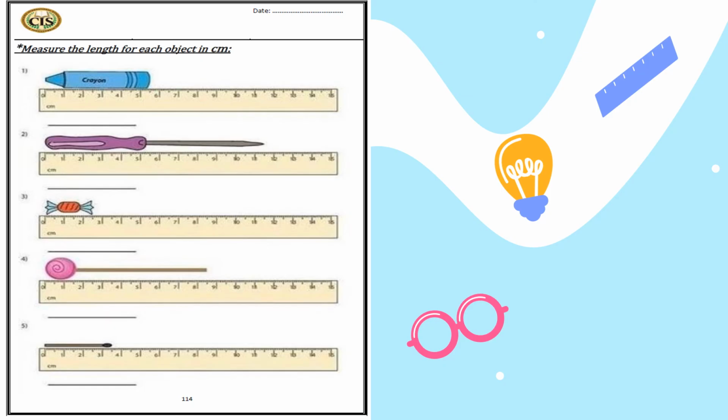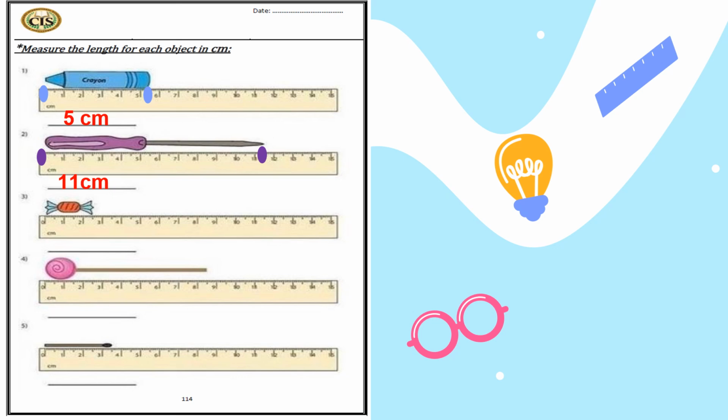Measure the length for each object in centimeter. Let's remember that centimeter is for the smallest units and meter for the biggest units. First object, you want to measure it from one end to the other end. First end at 0 and the other end at 5. So it's 5 centimeter.